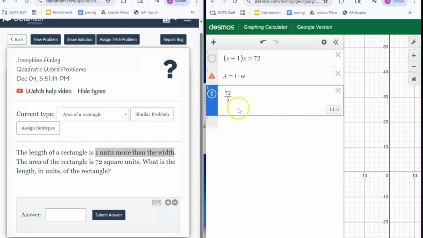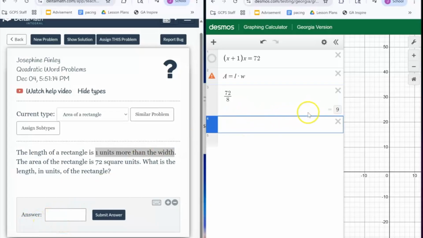5 and 14.4, are they different by 1? They are not. So I'm going to go to 6. 6 and 12, are they different by 1? They are not. So I'm going to go to 7. 7 and 10.2857, are they a difference of 1? They are not. So I'm going to go to 8. 8 and 9, are they a difference of 1?